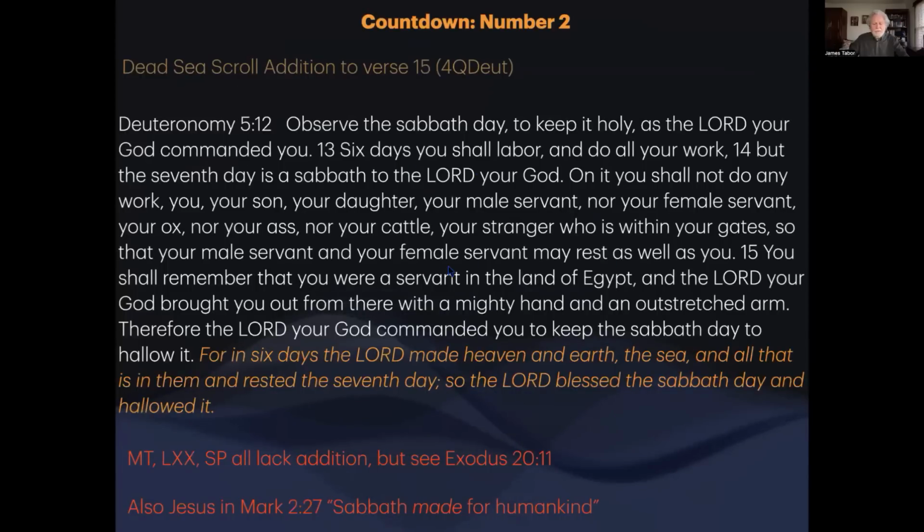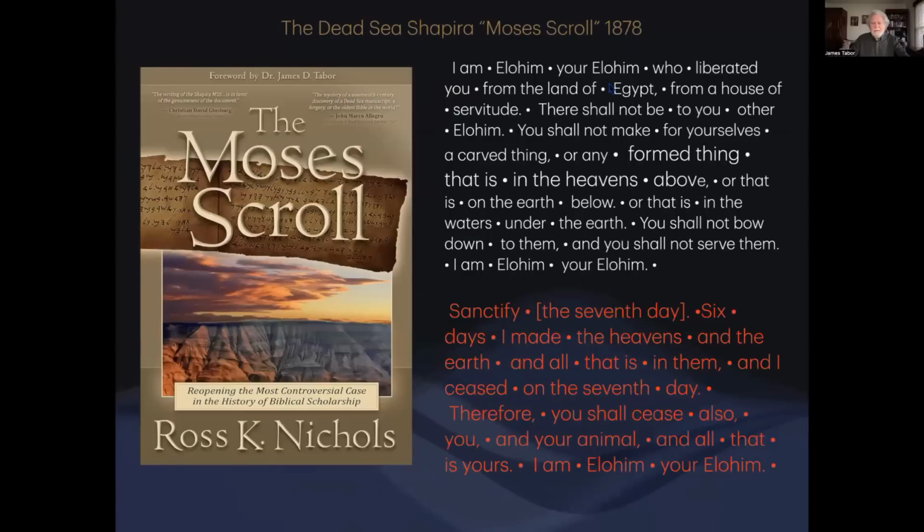This is from a Dead Sea Scroll. It was found in Cave 4. It's called 4Q Deuteronomy. This is found in 1878, and it also gives that as the reason for keeping the Sabbath. So if you're interested in this, it's a mystery story. It's fascinating. Did we maybe find a Dead Sea Scroll before the Dead Sea Scrolls were found way back in the 19th century?